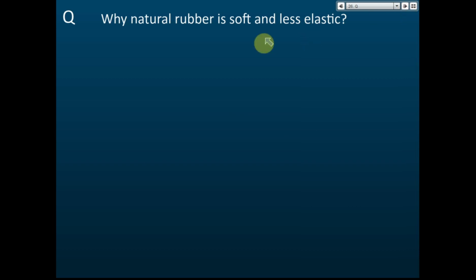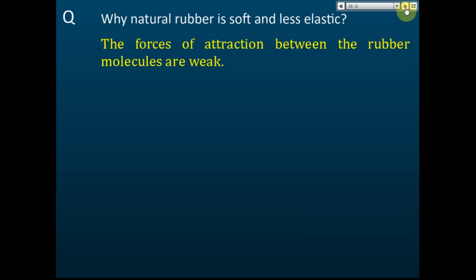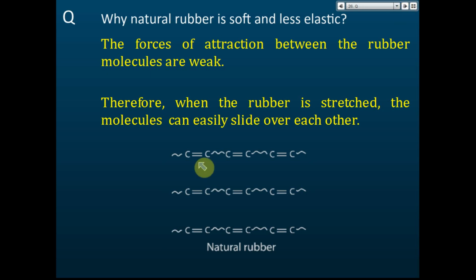Why is natural rubber soft and less elastic? That is because the forces of attraction between the rubber molecules are weak. What does this mean? Just now we learned that rubber is a polymer. Let's say this is a very long chain, and this is another very long chain. But between this molecule and this molecule, there is no chemical bond, just a weak force. So the forces of attraction between the rubber molecules are weak.